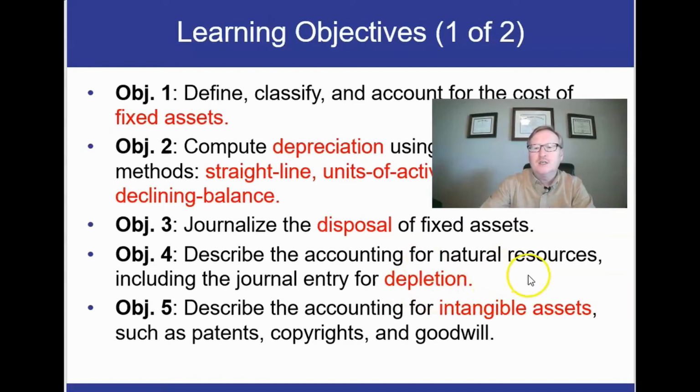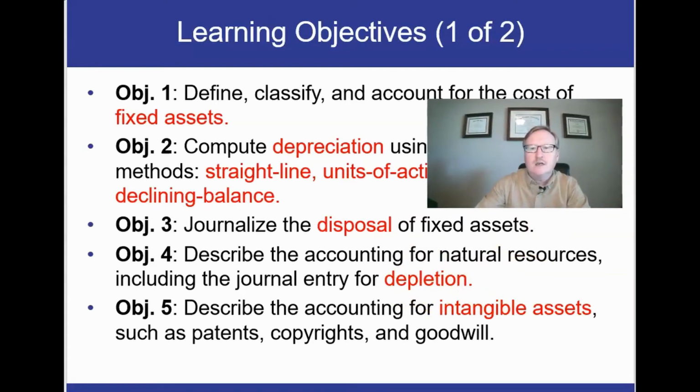Depletion. So you just said, Dr. Gerard, that we don't depreciate land, but what if I bought a forest? I bought a piece of land that had a whole bunch of trees, and we're going to cut down the trees and sell the trees. Or maybe I bought the land and a mountain, and in that mountain is gold, and I'm going to tear down the mountain to get to the gold, right? So this is what we call depletion, accounting for natural resources, including the journal entry for depletion.